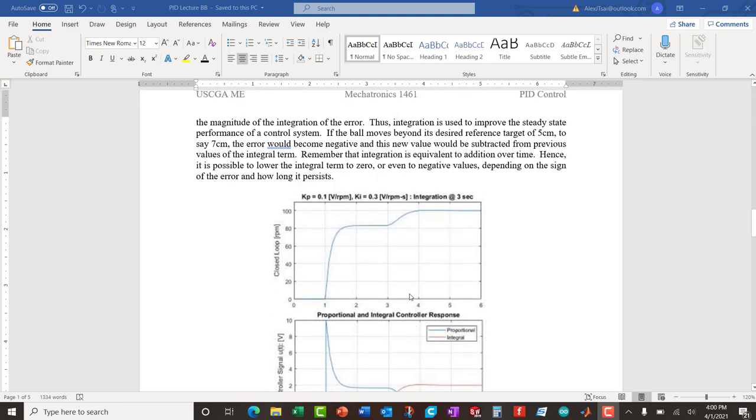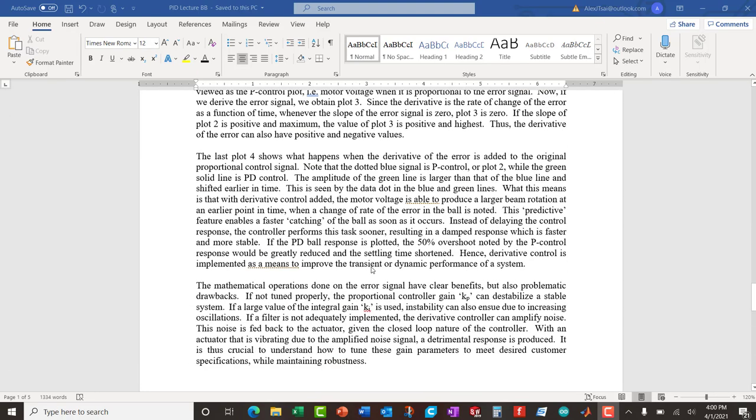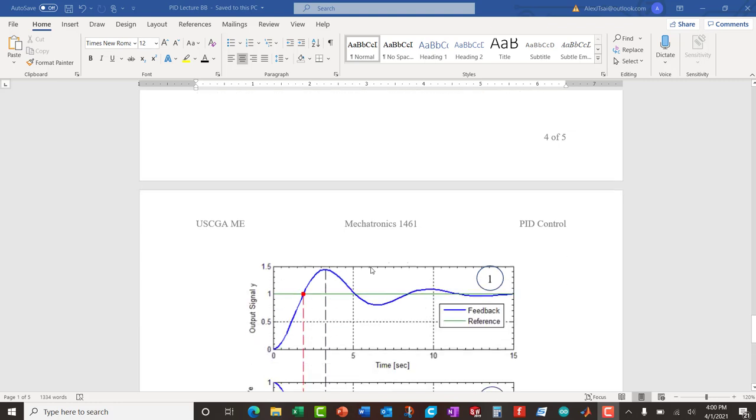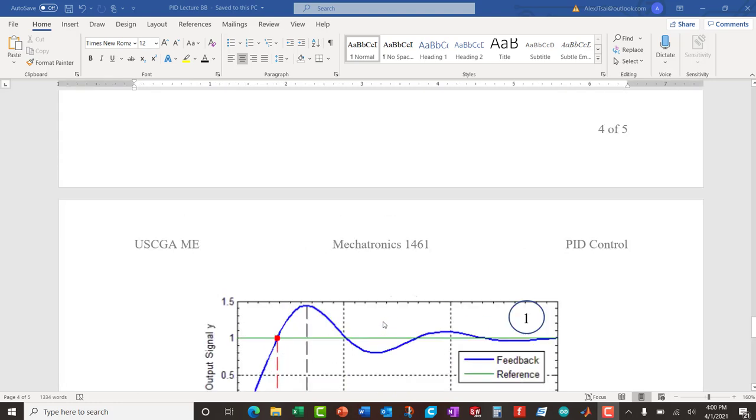And that's essentially what's happening. This is for a first order system again. Let's talk about derivative control. So in this case, I want to show you what happens graphically. So let's go here first to plot 1.